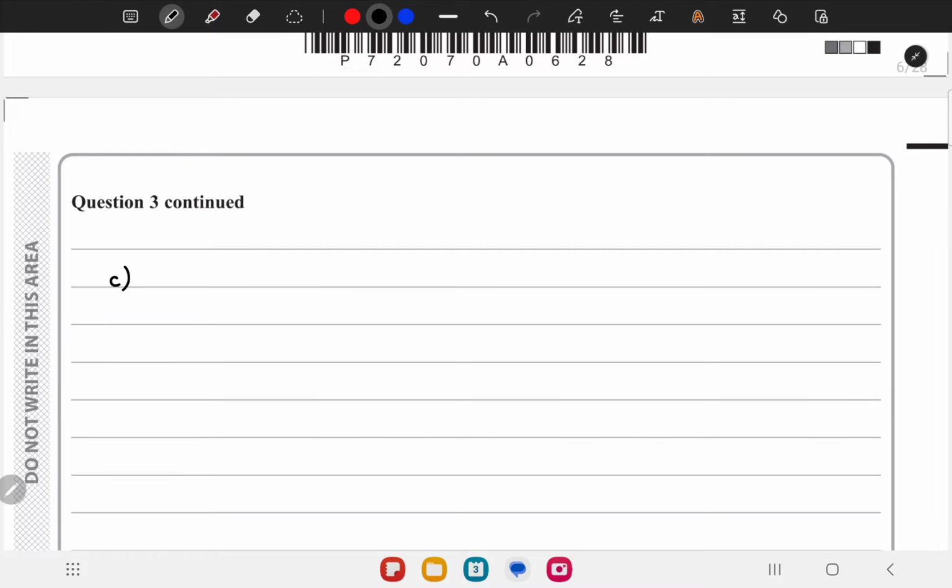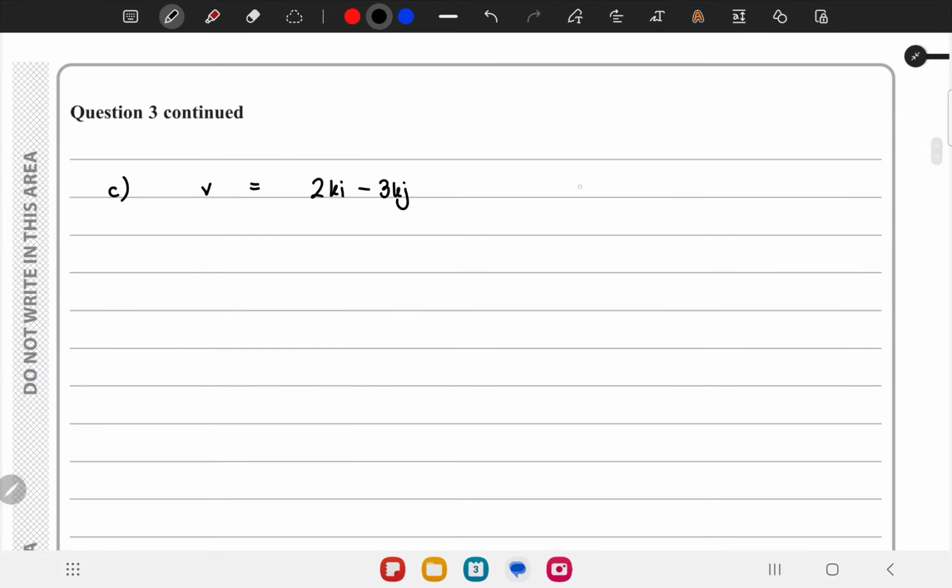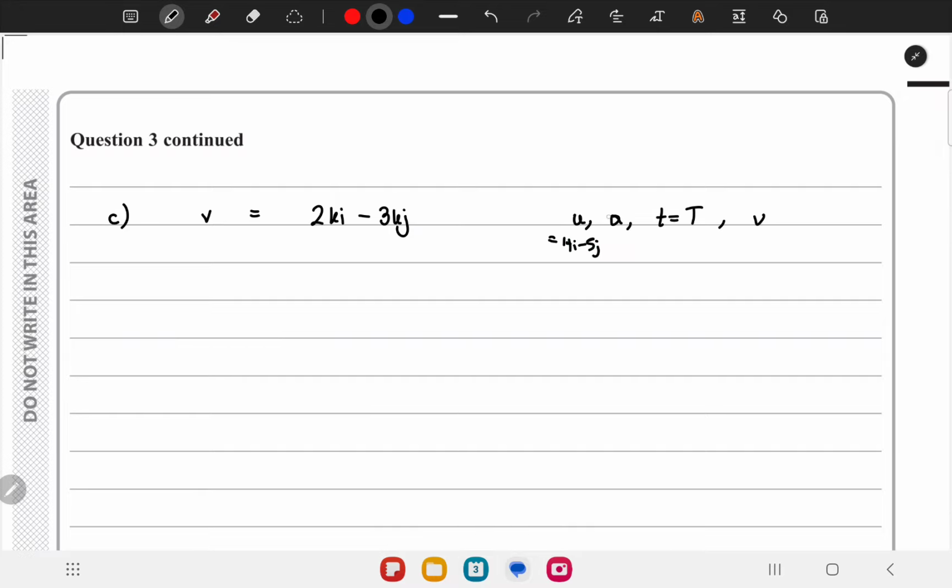So if it's moving parallel to 2i minus 3j, the velocity vector would be equal to 2ki minus 3kj. In this case, we know the initial velocity, we know the acceleration, the time is equal to capital T, which we have to find. We know the final velocity is in this form. So we can replace v with u plus at over here as well. The initial velocity is 4i minus 5j. The acceleration is equal to minus 4i plus j.